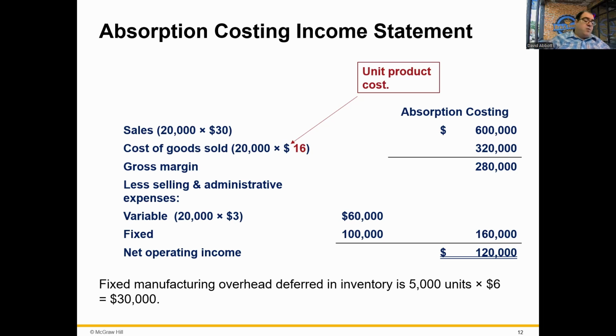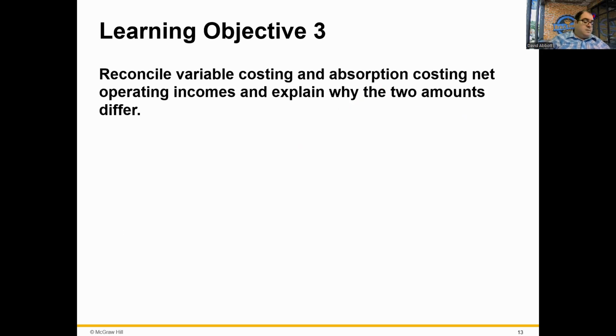Now, to explain: under absorption costing, the recognition of fixed costs as an expense is really a timing issue. When the items are sold, the fixed costs will be reflected on the income statement as part of the cost of goods sold. So once they're sold, they will be reflected.